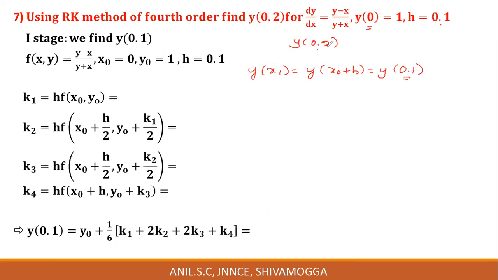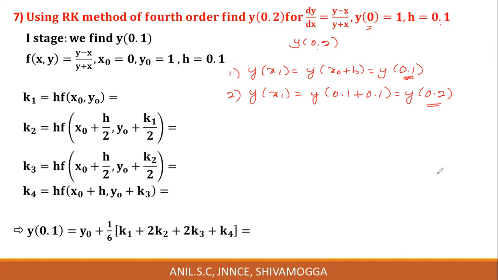But required is y of 0.2. We need to perform one more step. Again, we find y of x1, where x1 is x0 plus h. Now we take this 0.1 as x0, and h is also 0.1. 0.1 plus 0.1 is 0.2. This is what we required actually. Therefore, there will be two steps in this problem. This is step number 1 and this is step number 2. So we perform this in 2 steps.